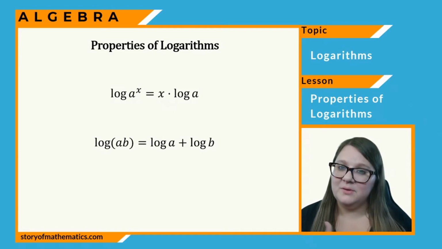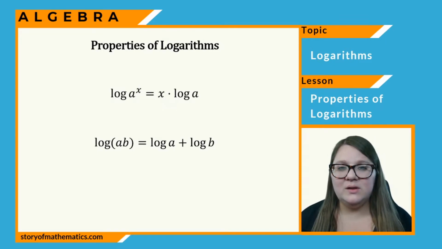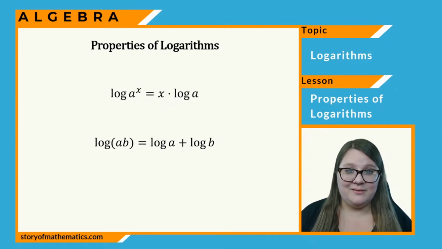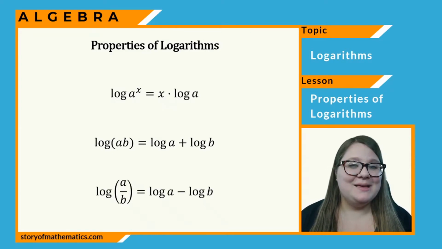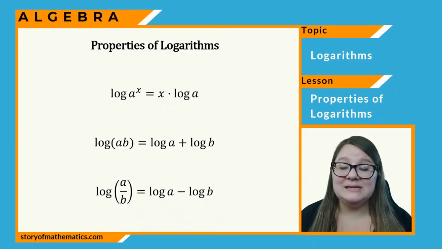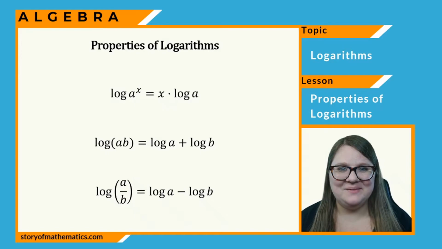Now, if when I multiply inside a logarithm, it turns into addition outside, what do you think would happen if I divided inside the logarithm? Well, hopefully you said you're going to subtract on the outside because you would be correct. So log of a divided by b is equal to log of a minus log of b.